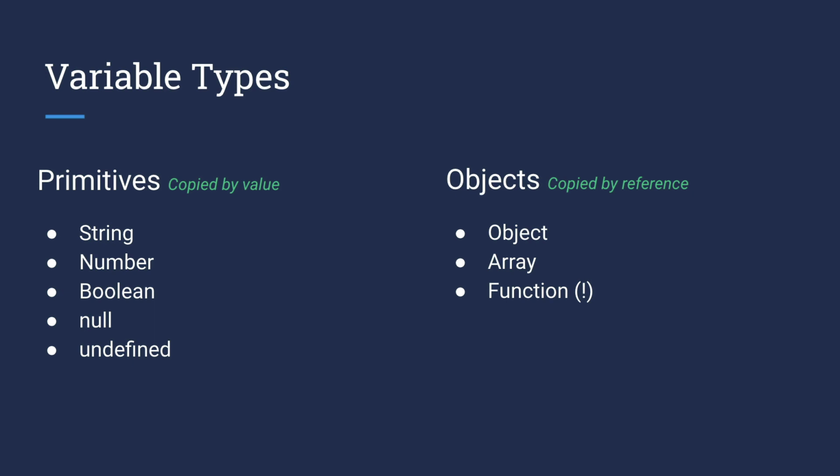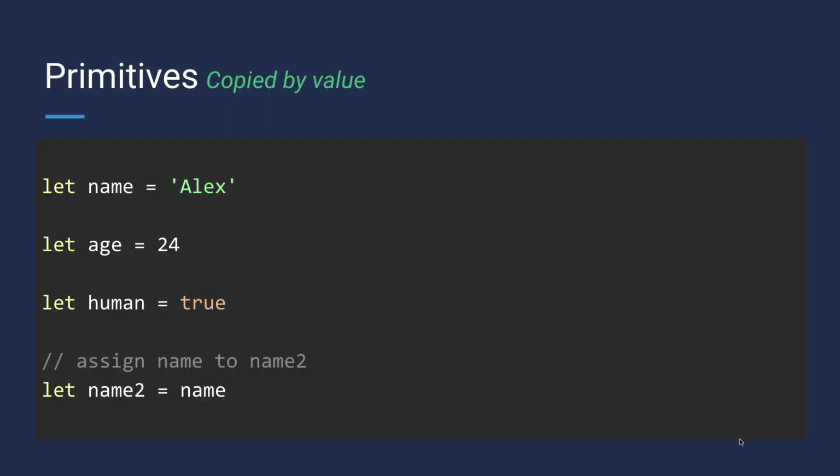We can say that in JavaScript we have two types of data: the primitive type, which are the strings, the numbers, the booleans, the null, and the undefined. These data types are passed by value. The second type is the object. In JavaScript, arrays and functions are technically objects. The object types are always passed by reference.